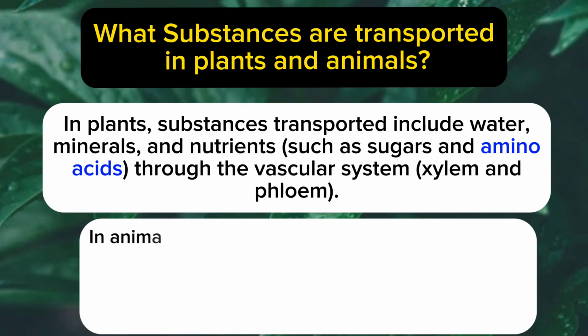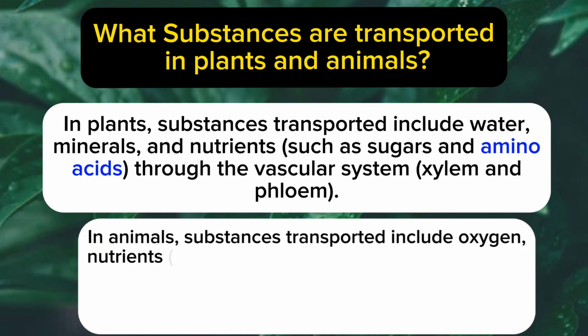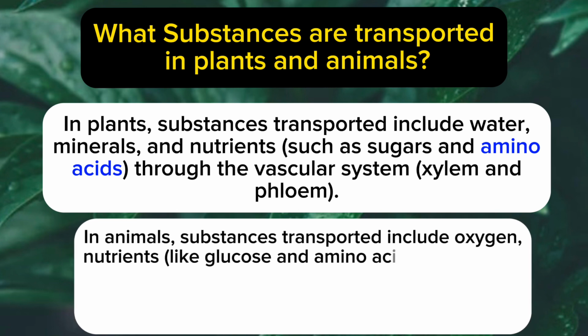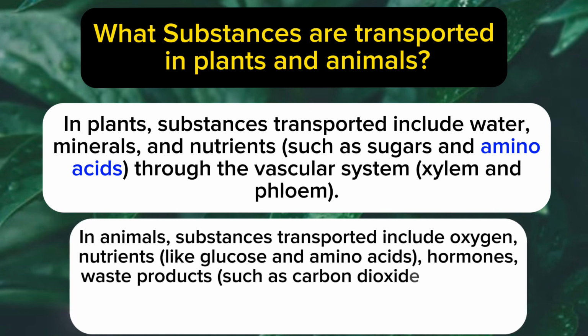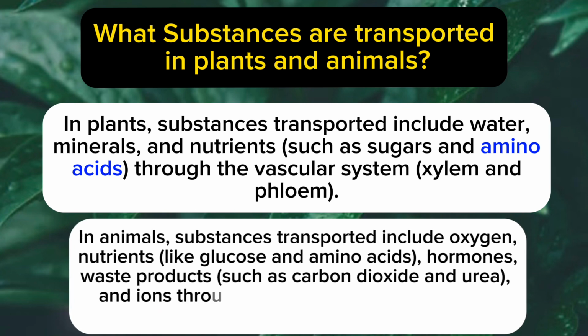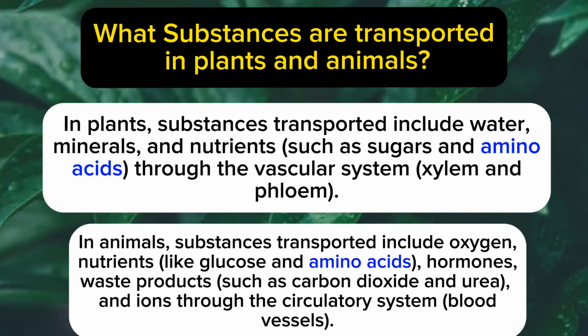Then in animals, substances transported include oxygen, nutrients like glucose and amino acids, hormones, waste products such as carbon dioxide and urea, and ions through the circulatory system or blood vessels. So there's one thing you should note here, that amino acids are transported in both plants and animals. So let's move to the next part.